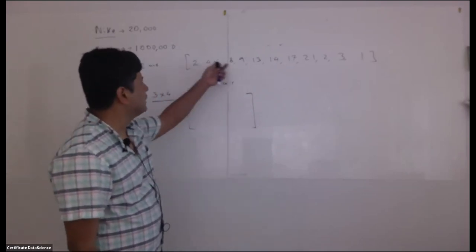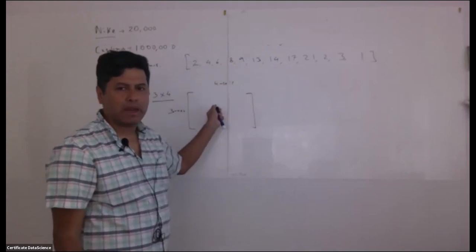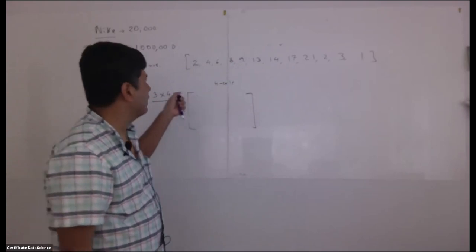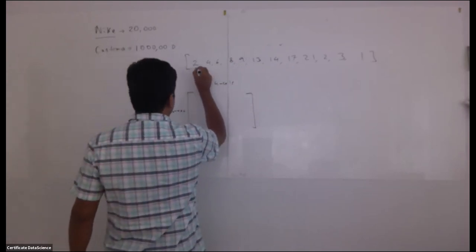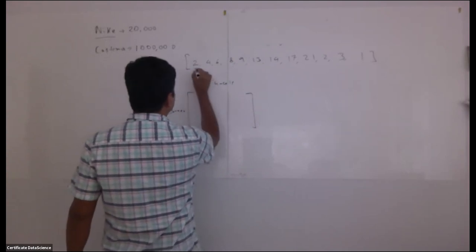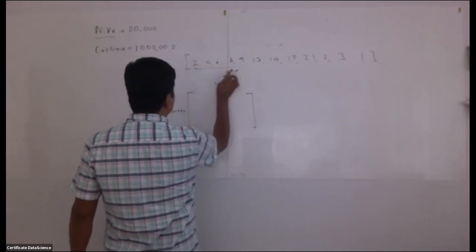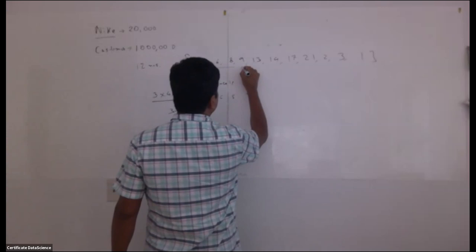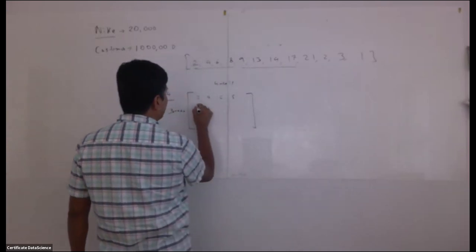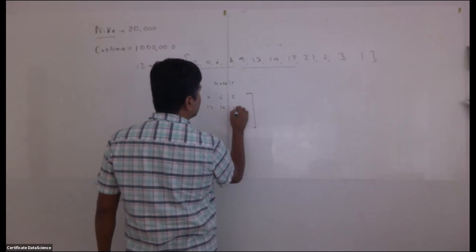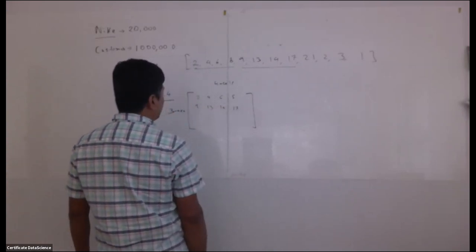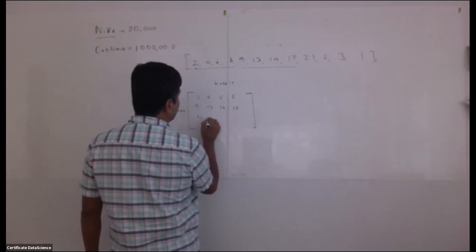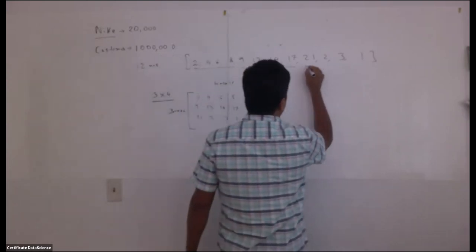Of course, you can put these numbers in any way you want in a very complex way, but that would need more work. An easy way is to say that, because it has 4 columns and 3 rows, in the first row I want 2, 4, 6, 8. Then these 4 should be in the second, 9, 13, 14, 17. Then I have the third one, 1, 2, 3, and so on.